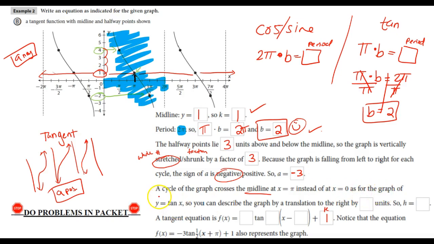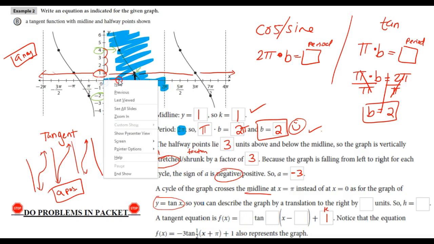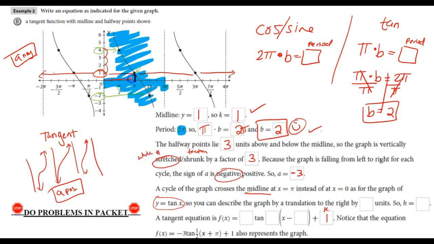Just in case you forgot, if you don't believe me, go ahead and use the decimals calculator. It'll graph it for you. So that means it shifted over from 0 to about pi. So it shifted over about that much. That means that it shifted over to the right about that much. Okay, so our h value is going to be pi.